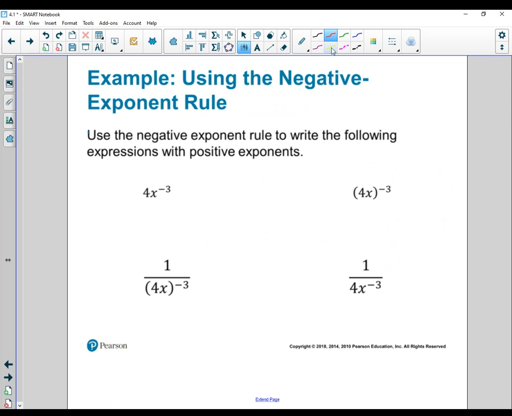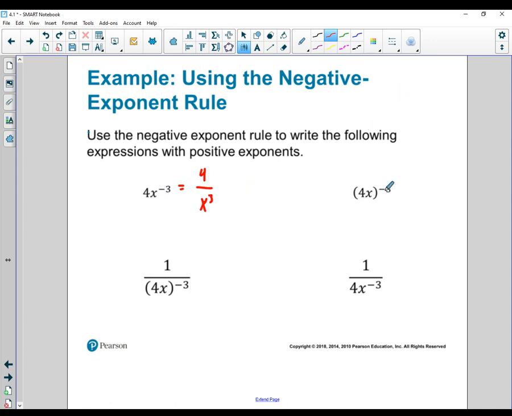So for these ones, just be careful what the exponent is actually hitting. This just wants us to rewrite this with all positive exponents. So 4 times x to the negative 3. The x is the only thing with the exponent, so I'm going to put that in the bottom. Throw grumpy old grandpa or the negative children or whatever in the basement, right? Make it positive.